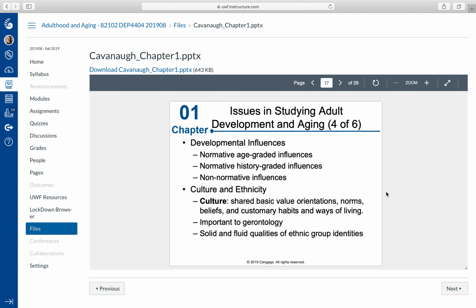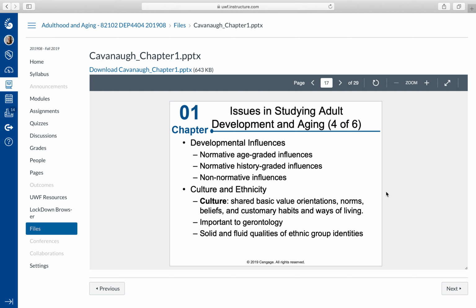Okay, so our first kind of issue that we run into are these developmental influences. I've got the book next to me as we go along to make sure I don't misinform you all. Okay, so normative age graded influences, if you're following along in your book, is on page 9. These are experiences caused by biological, psychological, and socio-cultural forces that occur to most people of a particular age. So these are normal experiences of aging.